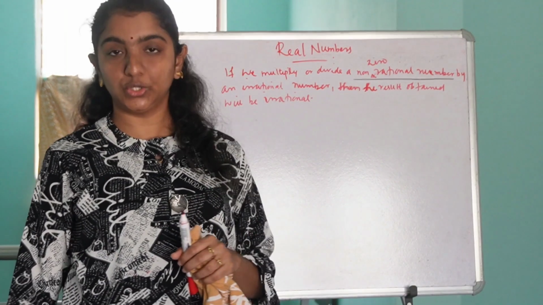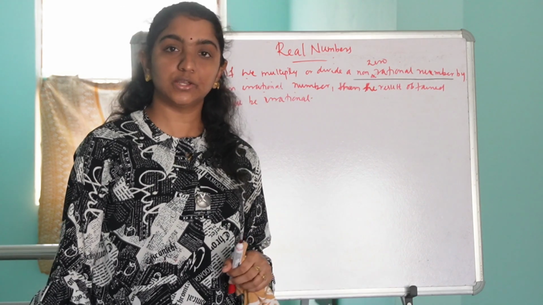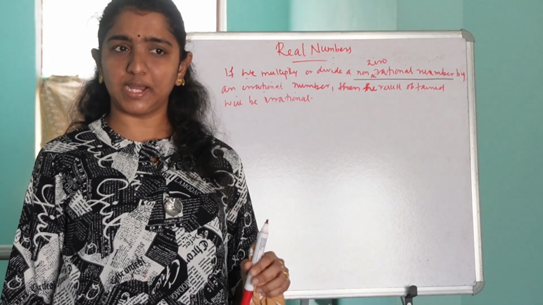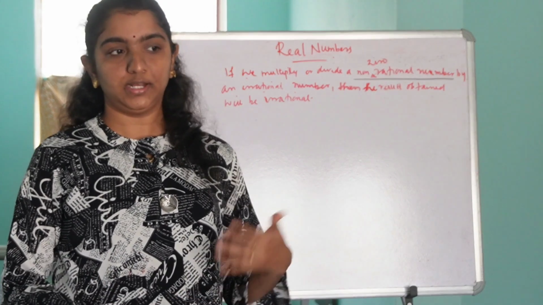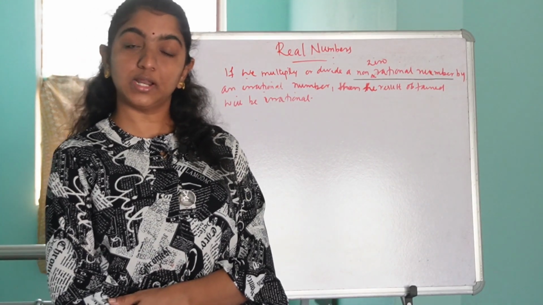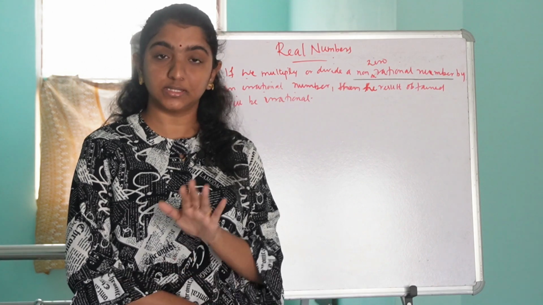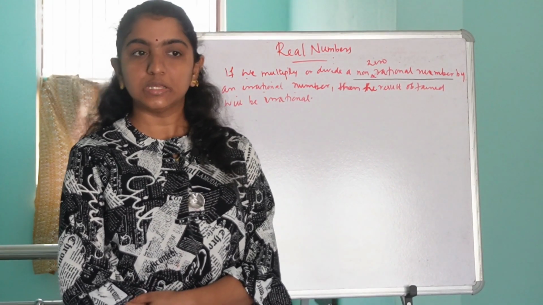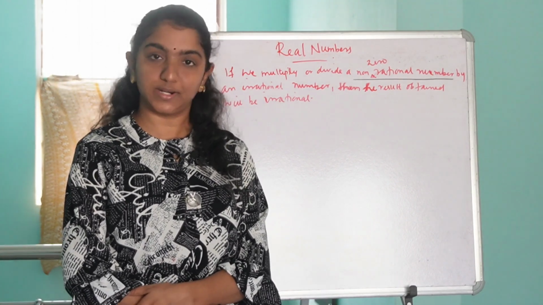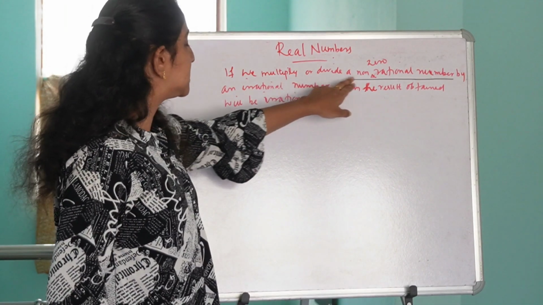Why is it given so? We all know it is given so because 0 multiplied by, or 0 divided by, any other real number, it can be a rational number or else it can be an irrational number, the result obtained will be equal to 0, and we all know 0 is a rational number, isn't it? Yes. So that's why it is given here.